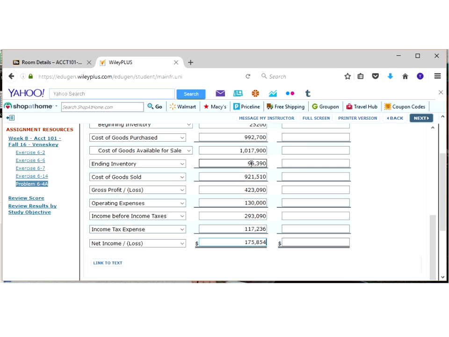So that's how you're going to do it, and again your LIFO side will be very similar. The main numbers are going to change as your ending inventory is going to be different. Therefore, your cost of goods sold will be different. Most of the rest of these numbers will be different from there on out when using LIFO.